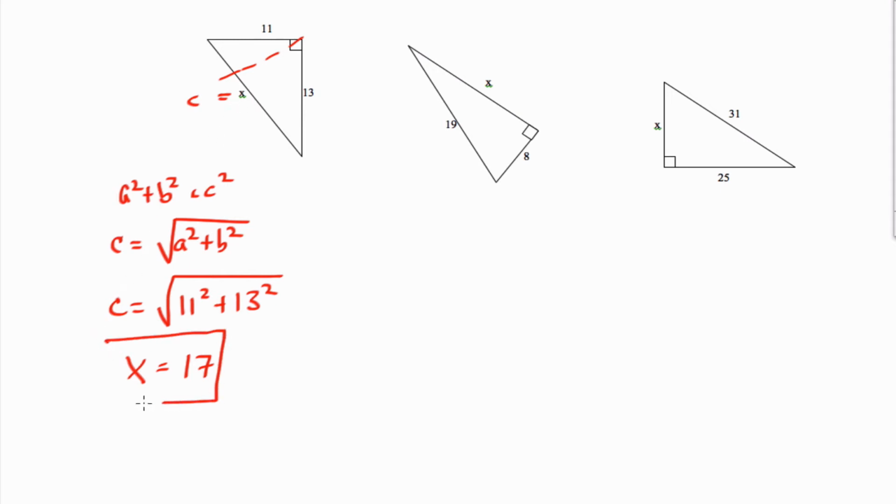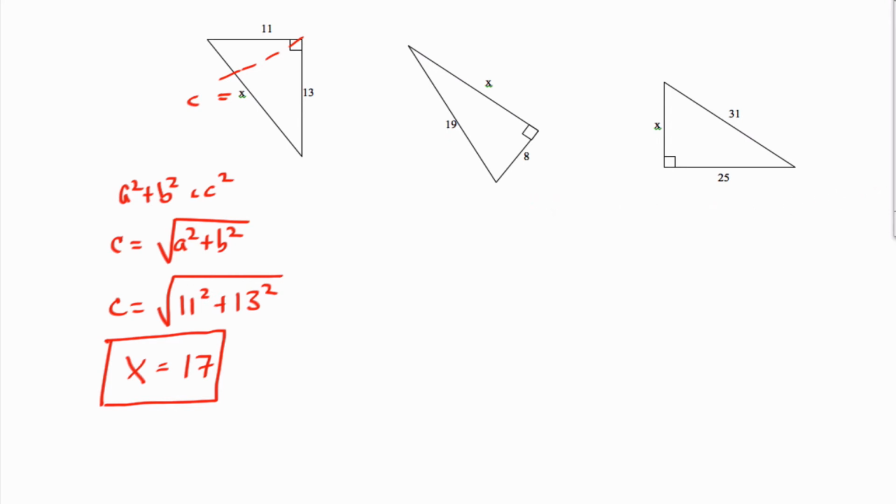I want to make sure I get in that habit. Because remember, in physics, we're not going to be dealing with just random triangles. We're going to be dealing with a displacement or a velocity or a force. So we want to get used to calling it whatever it is, whether it's the force is 17 newtons or the velocity is 17 meters per second. Whatever it is, we want to get used to treating these as actual measurements, not just numbers.